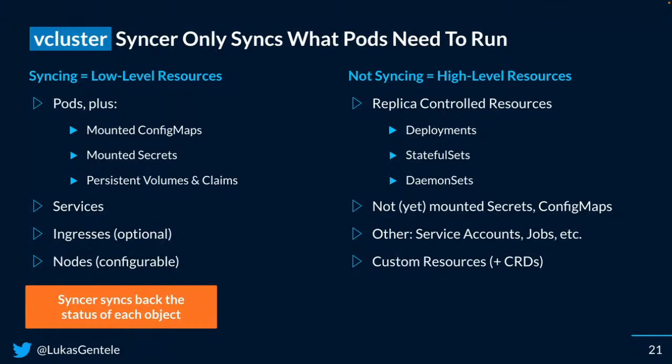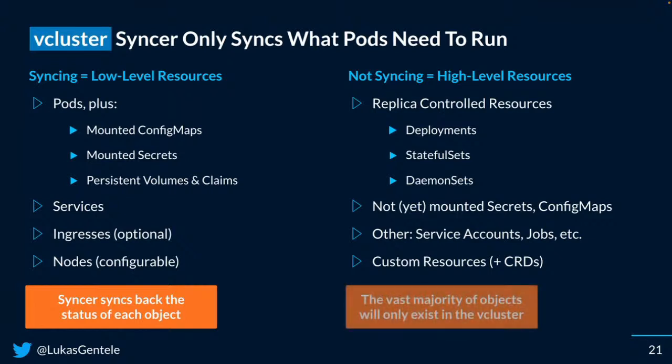Because the right-hand side, especially with that last point, custom resources, right? Well, that's pretty much anything else in Kubernetes, right? Any custom provider, everything that Rancher does, everything that the OpenShift folks do is essentially custom resources. So that's the vast majority of objects that only live in the state of the virtual cluster. And we see that only very few resources actually need to be synced to the underlying cluster, or the status needs to be synced back to the virtual cluster.